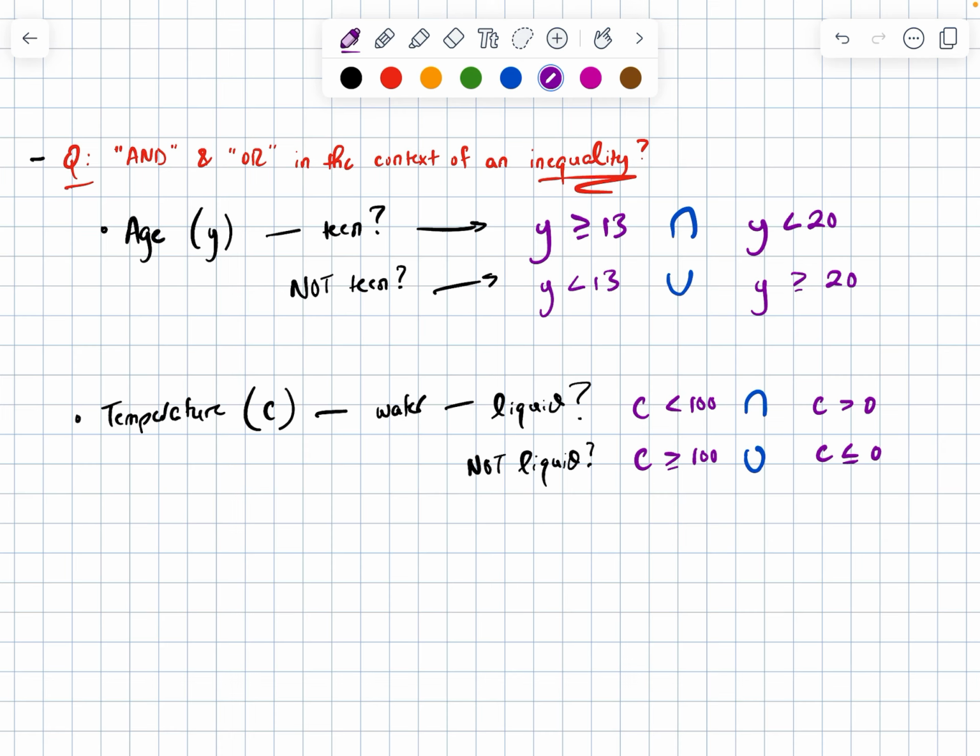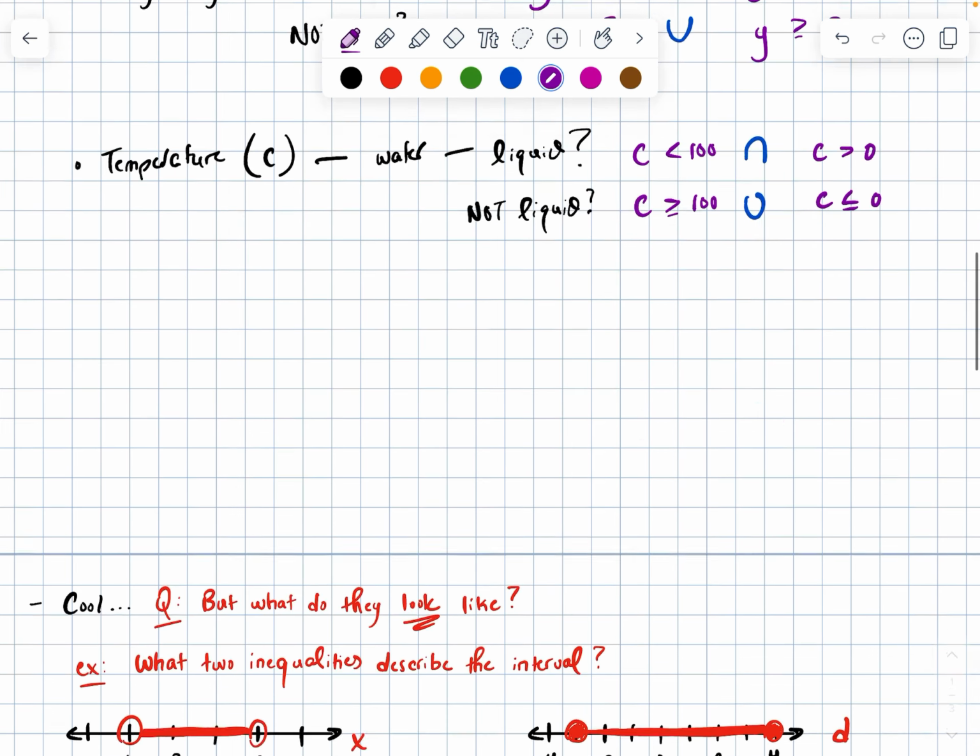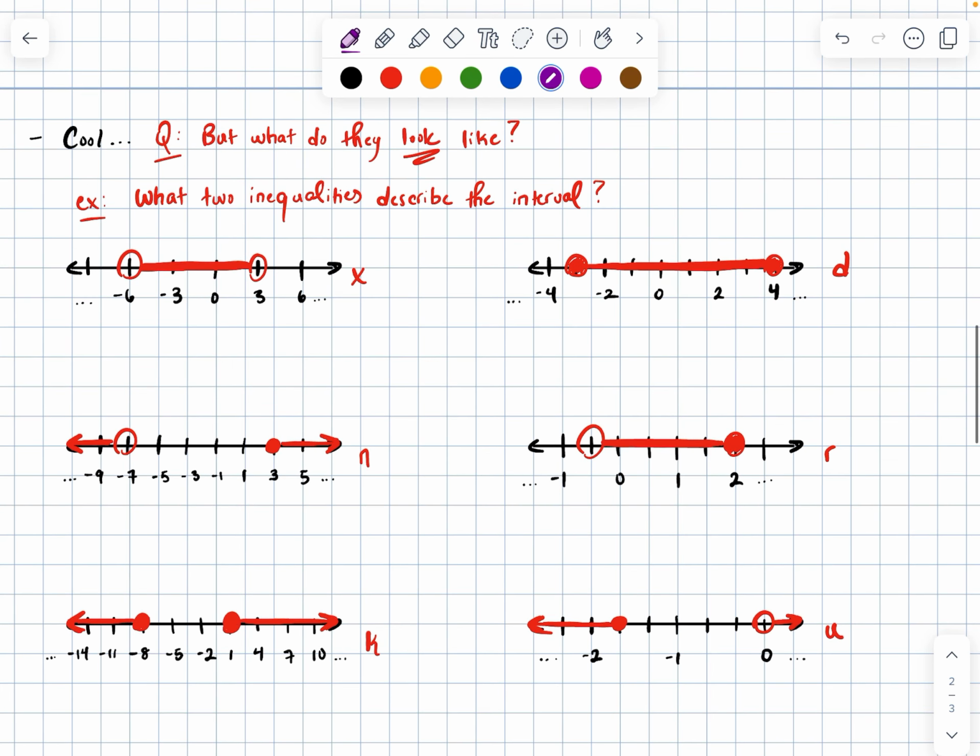But what if I want to think about graphing these compound inequalities? What would they look like? So with that in mind, take a look at these three graphs down here. I'm going to tell you that all of them contain two inequalities simultaneously. Some of them are and statements and some of them are ors. We'll look at the x1 and the n1 together and then I'll set you loose on the last four.